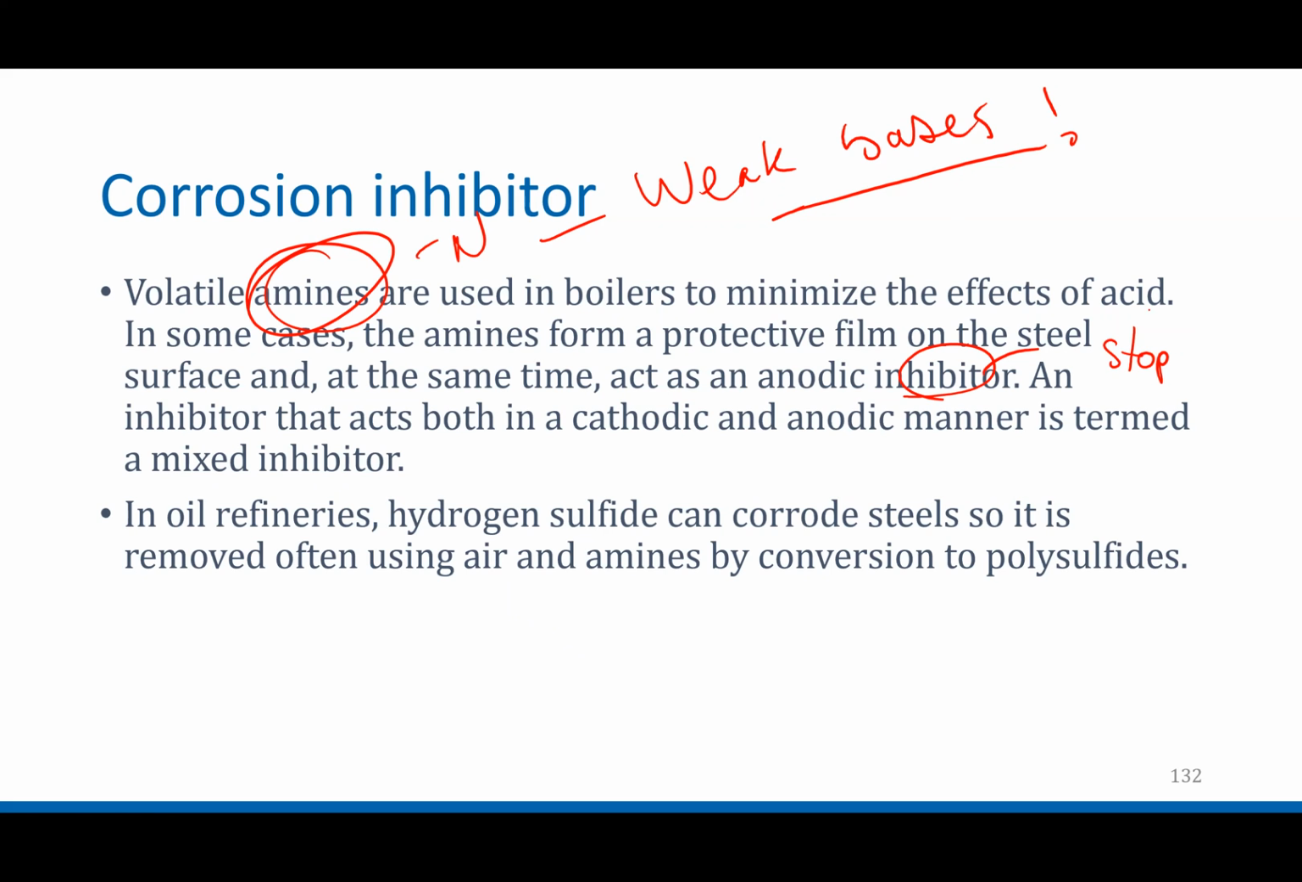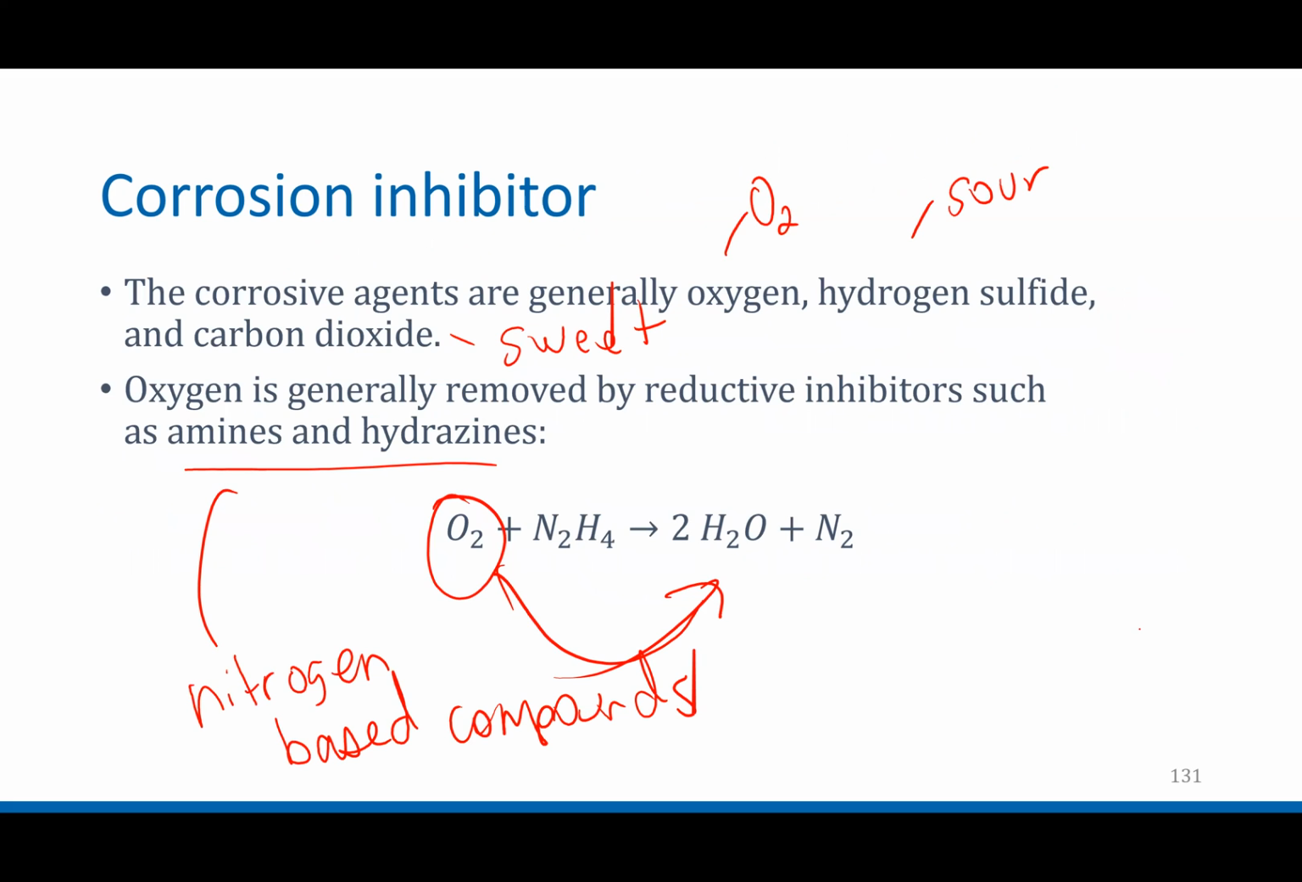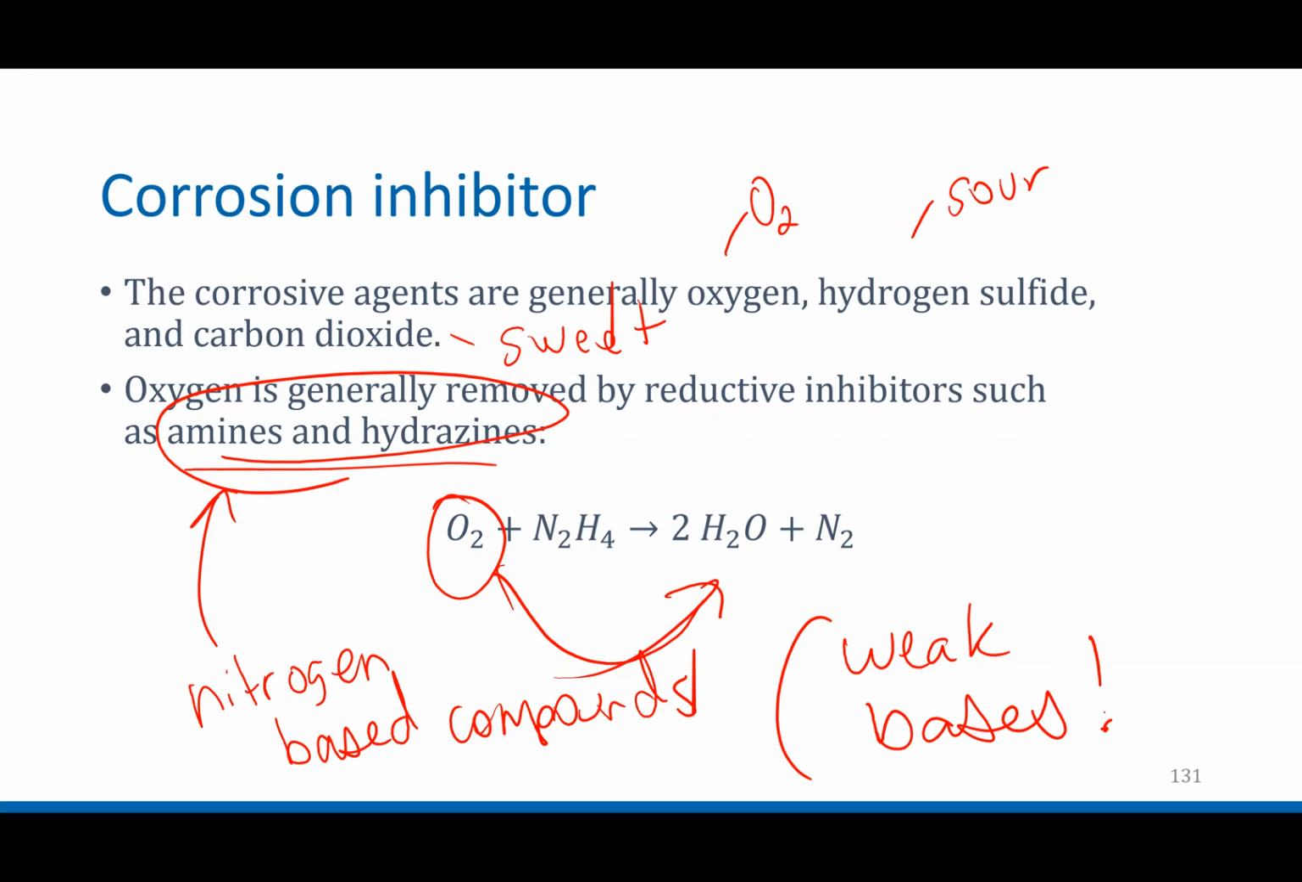In oil refineries, hydrogen sulfide can corrode steels, so it's often removed using amines. Again, nitrogen-based compounds. What an amine would do is convert hydrogen sulfide to a different sulfide molecule called a polysulfide. You don't need to know that, but the key thing here is wink, wink, wink. If I asked you what kind of chemicals they add to oil and gas to stop corrosion, it would be nitrogen-based compounds. And it's good to know that nitrogen-based compounds are weak bases.